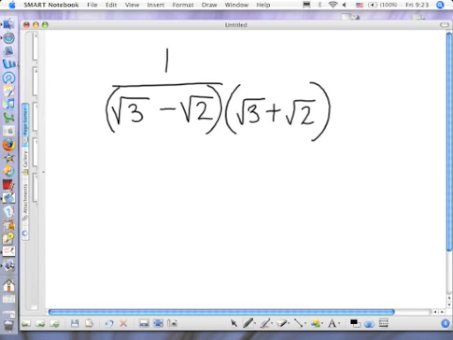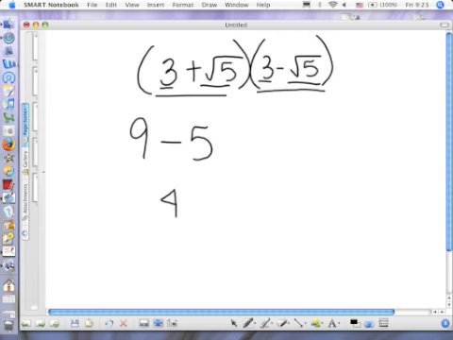by the opposite operation. If it's square root of 3 minus 2, I'm going to multiply by the square root of 3 plus 2. Square root of 2. But what I do in the denominator, I must also do in the numerator. Okay, let's focus on the denominator first.